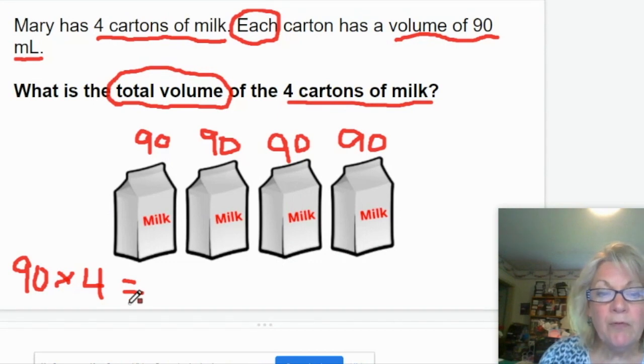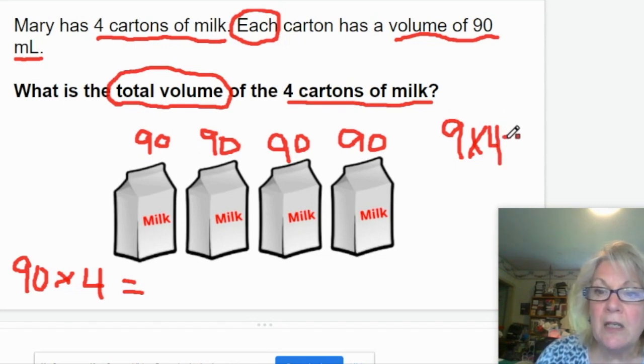Now we might remember from our strategies in the past, when you're working with multiplication of tens and ones, you can actually go ahead and multiply the tens first. We all know that 9 times 4 is equal to what? That's right, 36.